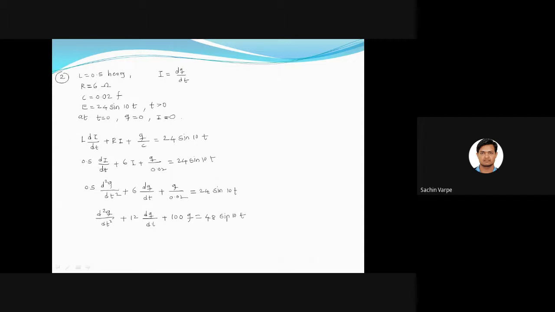See, 224 upon 0.5. That means 240 upon 5. That is 48. Please check calculations. So this is the differential equation associated with this, which is a purely linear differential equation with constant coefficients, right? And we know how to proceed further for the value of the dependent variable, that is q equals CF plus PI. So please tell me the value of CF, or the value of t at least.